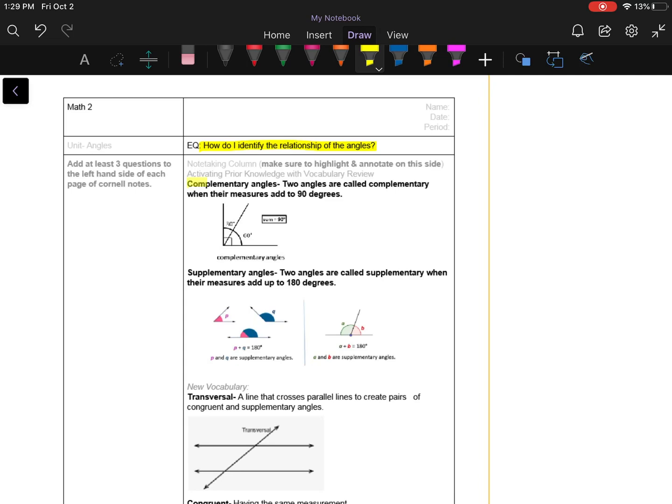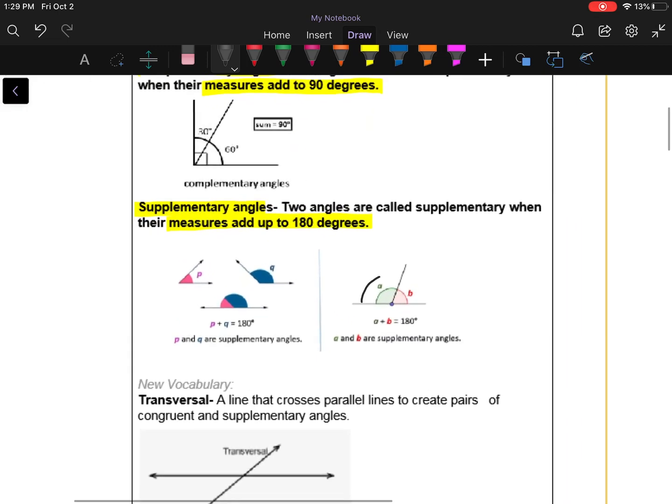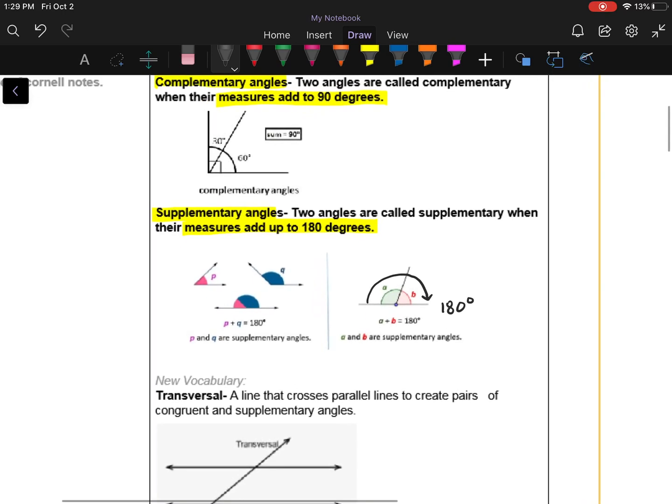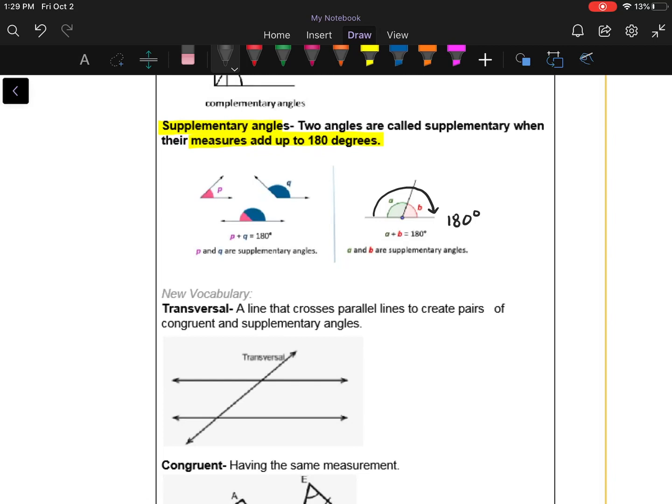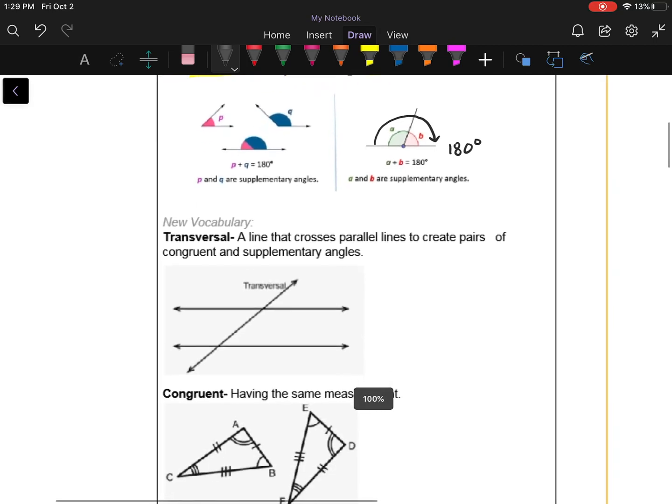Again, we know that complementary angles are two angles whose measures add up to 90 degrees. Supplementary angles are two angles whose measures add up to 180 degrees. Remember that 180 degrees is a straight line, so from here to here is 180 degrees. That is super helpful for what we're looking at today. 90 degrees, not so much for our angles today, but supplementary is definitely going to be something you will be seeing a lot in this video.